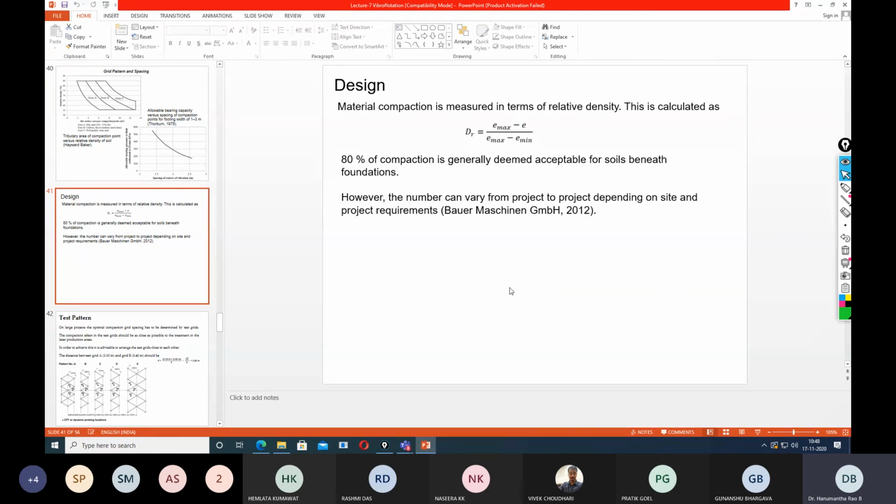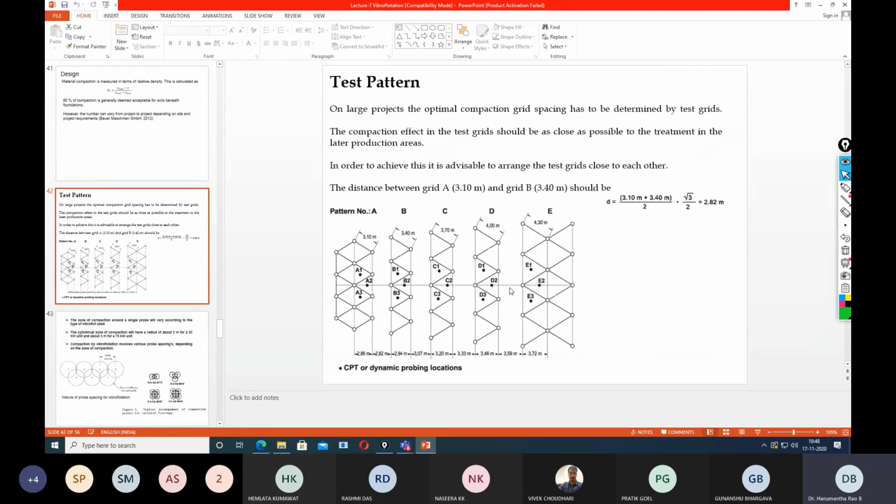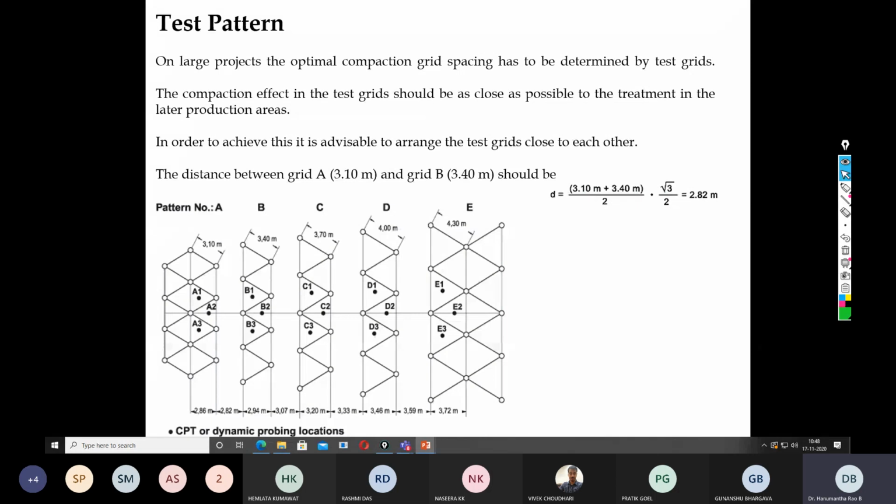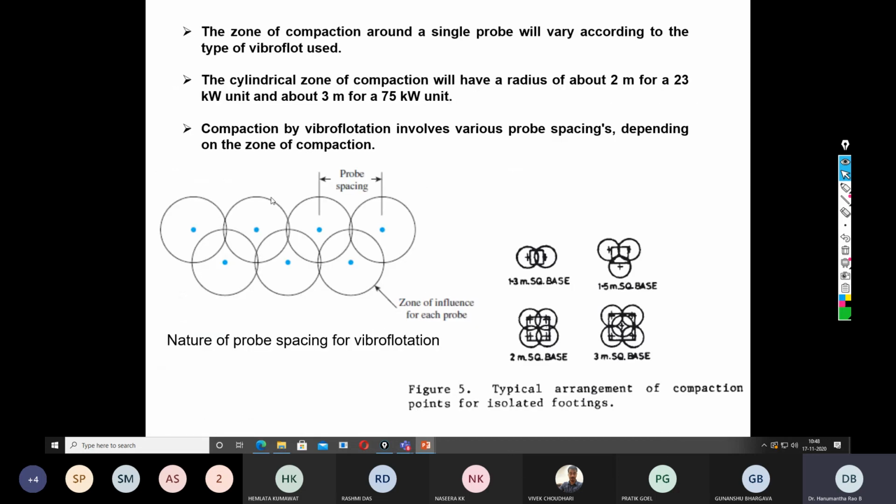So this is relative density, we have discussed about this. These are the test patterns. You can go for anything, A, B, C, D or E, depending upon the area. So these are the patterns and grid spacings. These are also patterns, this also we did discuss.